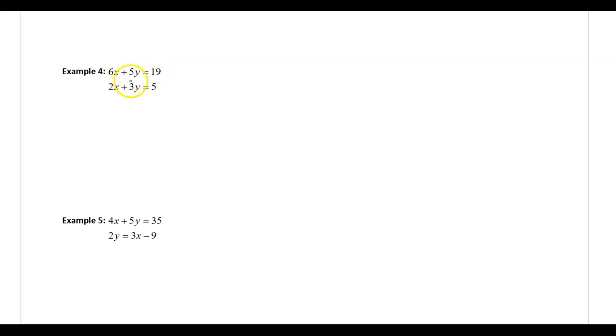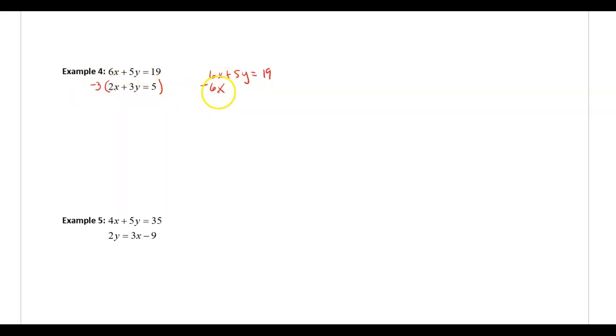I have to figure out what's the easiest one to eliminate. Is it easy to make the x's opposites or the y's? Well, if I make the y's, I'd have to turn 5y into, say, a 15y and 3y into a negative 15y. I'd have to multiply both equations. But if I look at the x's, if this is 6x, what could I multiply 2x by to make it negative 6x? Negative 3. So in this case, my top equation stays the same. My bottom equation, I'm going to multiply everything by negative 3.